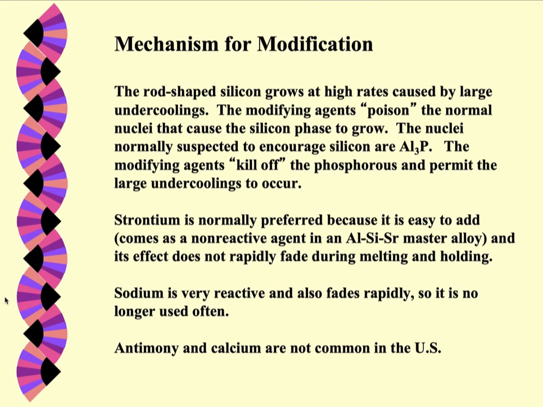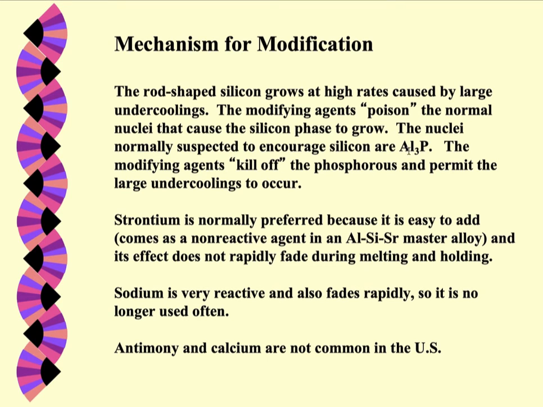Okay, so there's some theory here on what's actually happening and why modification works, why we can round the edges of those things. Why does it work? Okay, and some of these things they don't know for sure, but it says rod-shaped silicon grows at high rates caused by large undercoolings. That basically means it's cooling fast. Okay, the modifying agents poison the normal nuclei that cause silicon phase to grow.